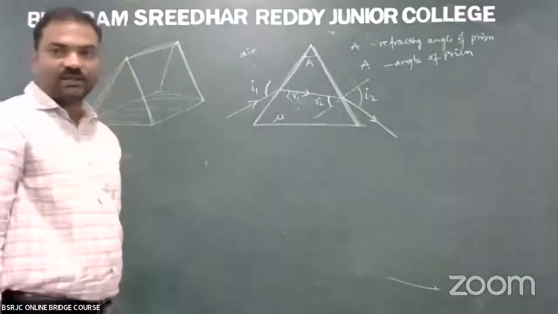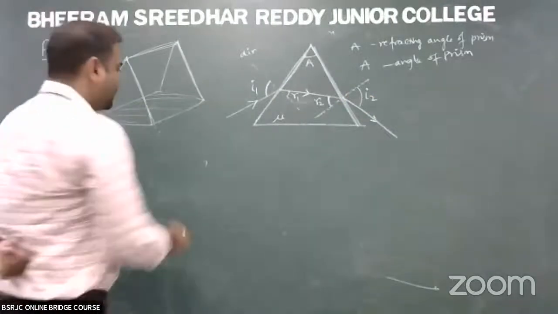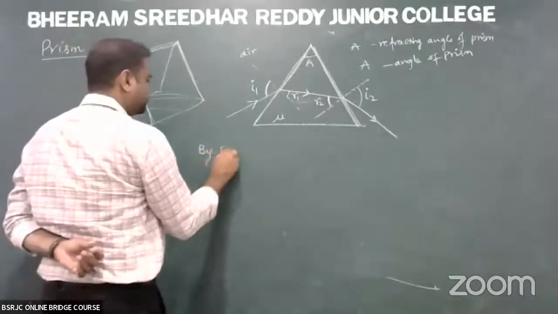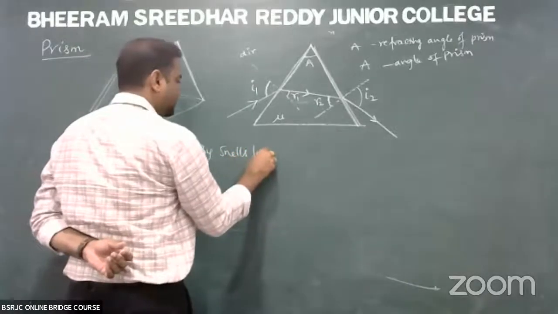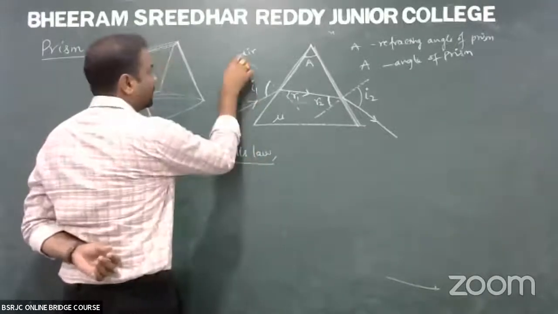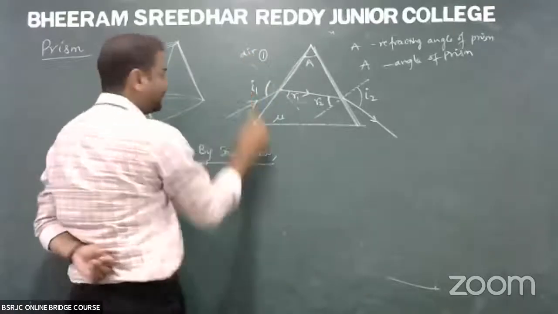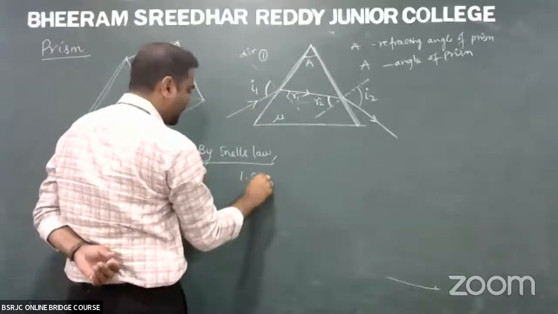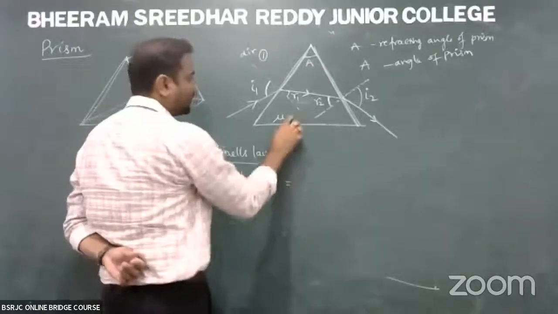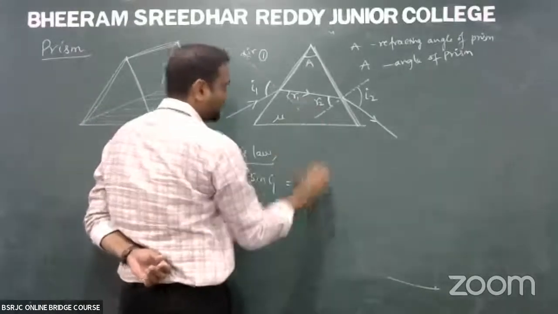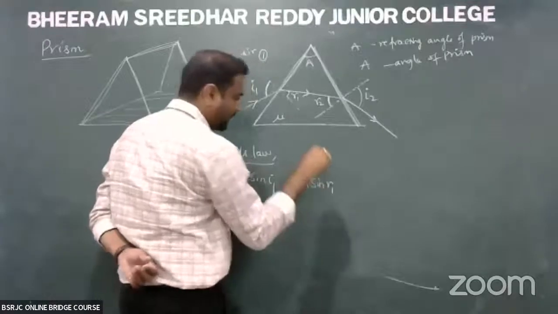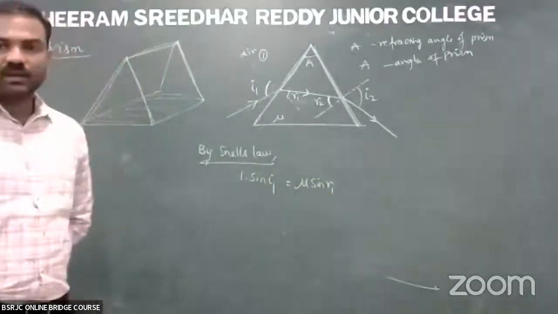How to find out the relation? Let us go with Snell's law. By Snell's law, I can write that the refractive index of air is 1, so 1 into sine I1 is equal to refractive index mu into sine R1.